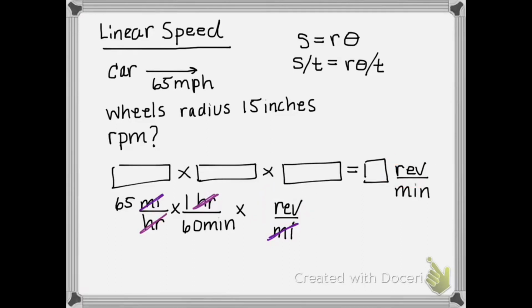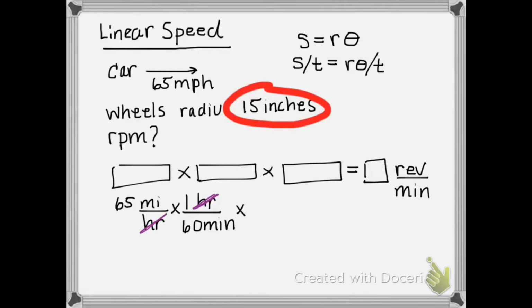So we want to multiply by something that'll take us toward revolutions per mile. So let's go ahead and just look at what we do have. We have another piece of information here, right? I got this 15 inches. And what does that 15 inches have to do with the revolutions that I'm getting?